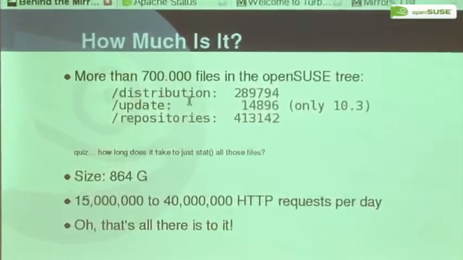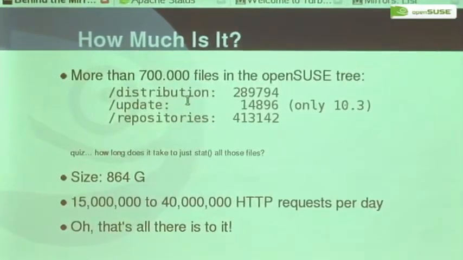Altogether, we find 700,000 files right now in the OpenSUSE tree. And just to stat all those files takes a long time, as you can guess. And the size adds up to a total of nearly a terabyte. Meanwhile, we also have lots of download requests to that stuff. So, well, doesn't sound too bad, does it?